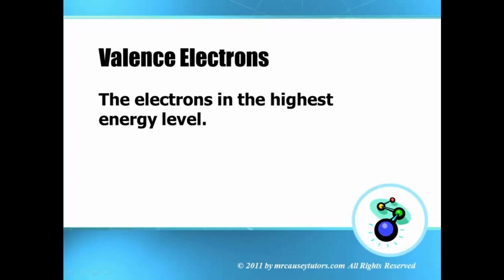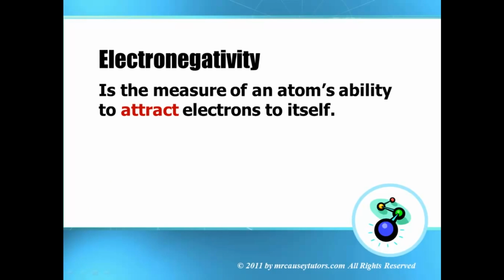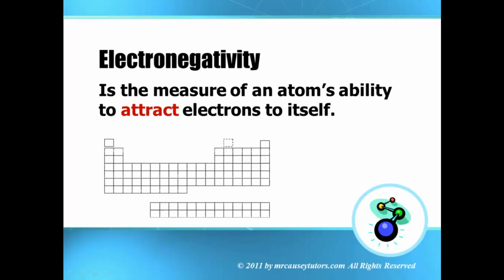Valence electrons are the electrons in the highest energy level, and usually the S and Ps. Electronegativity is the measure of an atom's ability to attract electrons to itself, and increases as you go across and as you go up. And that excludes the noble gases, though. Remember, noble gases do not have electronegativity. They do not want to give up electrons, and they do not want to gain electrons.